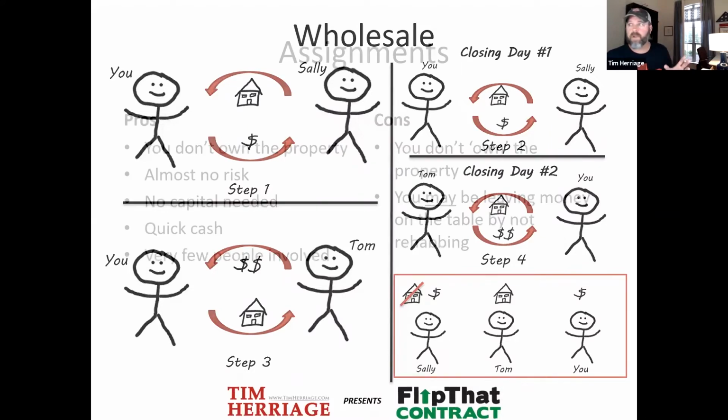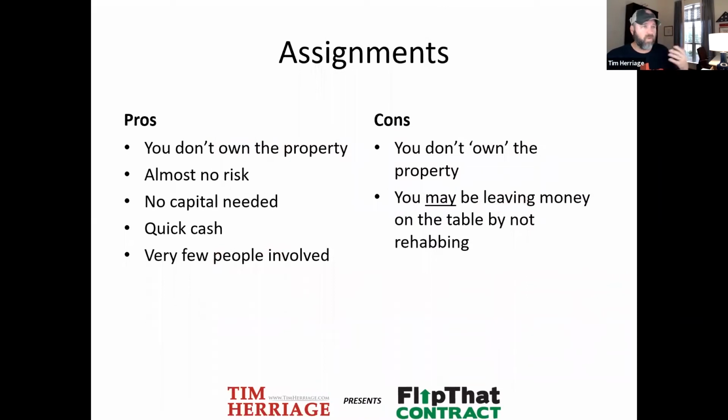So now that we've reviewed that, we just go right back into this quick review. The pros of assigning contracts: you don't own them. There's very, very little risk. There's very, very little capital needed other than capital for education, capital for advertising, capital for earnest money, things like that. It is quick cash. It is the quickest way to get paid in the real estate investing game. And there are very few people involved. So your management, your logistics, your overhead is very small.